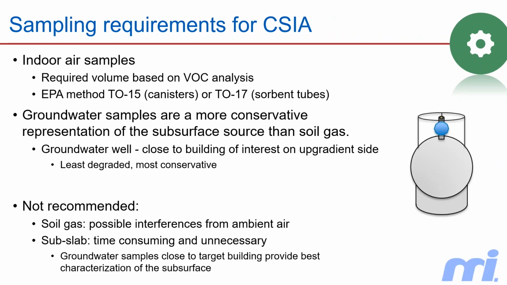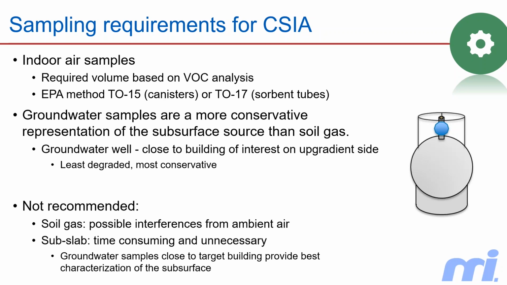So again, for some of the sampling requirements for CSIA, we can either use the TO15 method, so using those canisters, or the TO17. Again, that's based on the concentration of the contaminants that are in the indoor air and also knowing what kind of volume we need for true CSIA representation. And then the next thing that we're going to do, again, is looking at the groundwater samples.